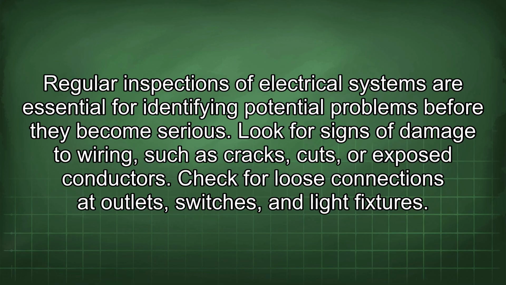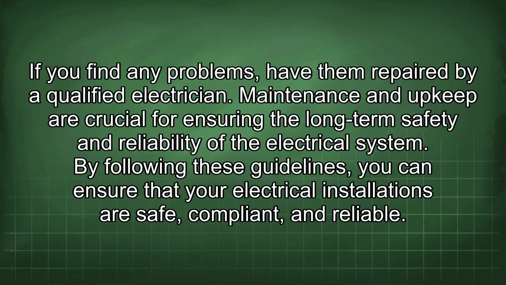Regular inspections of electrical systems are essential for identifying potential problems before they become serious. Look for signs of damage to wiring, such as cracks, cuts, or exposed conductors. Check for loose connections at outlets, switches, and light fixtures. If you find any problems, have them repaired by a qualified electrician. Maintenance and upkeep are crucial for ensuring the long-term safety and reliability of the electrical system.